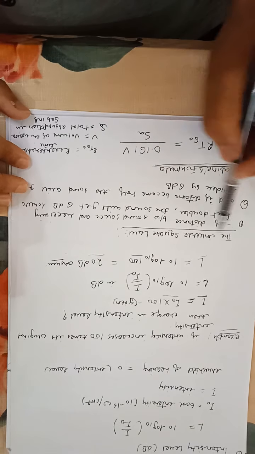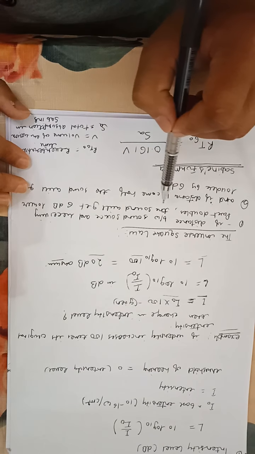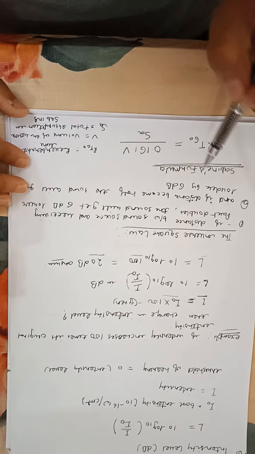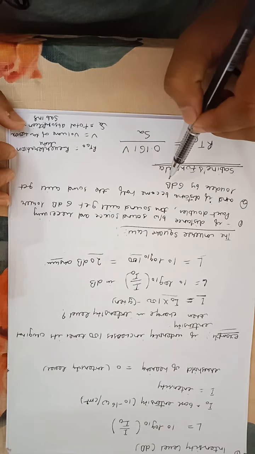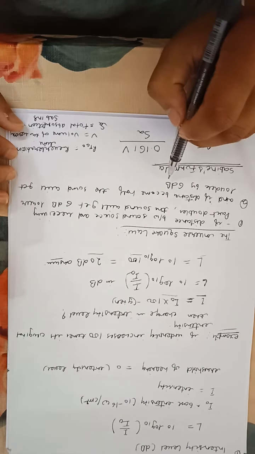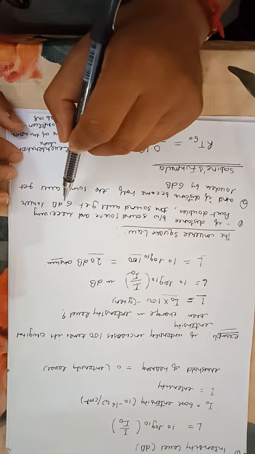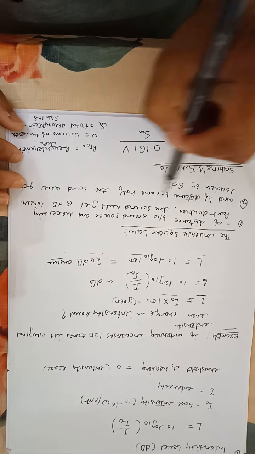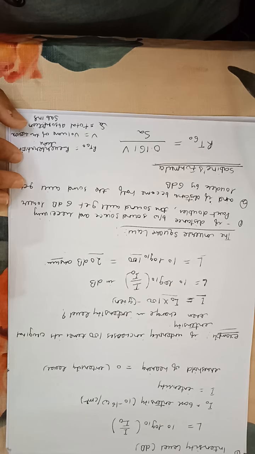Then the inverse square law is there. If the distance between sound source and receiver doubles, the sound will get 6 decibel lower. These are the concepts we should know. And if the distance becomes half, the sound will get louder by 6 decibel. If the distance decreases to half, the sound will get louder by 6 decibel, and if the distance increases, the sound will get 6 decibel lower. And this was also asked in a previous GATE exam.